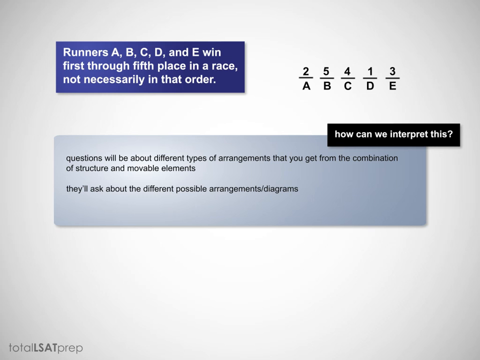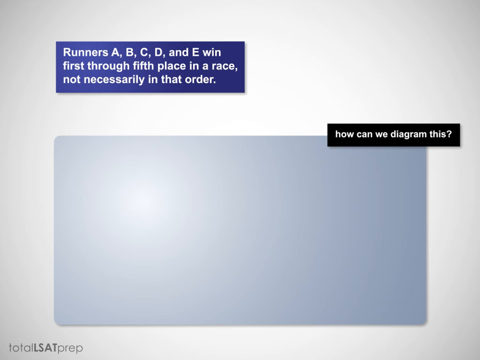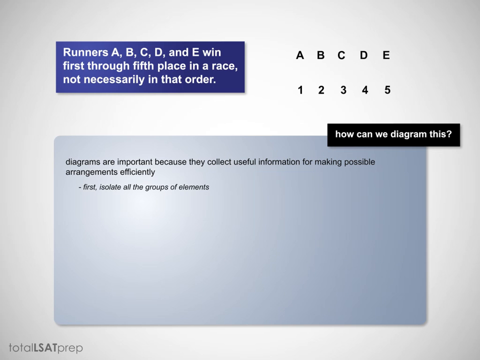So that brings up the question, how can we diagram this? Well, diagrams are important primarily because they collect useful information for making possible arrangements efficiently. So you need to be able to make these diagrams relatively well. First, you need to isolate all the groups of elements. You need to figure out which ones are the movable elements and which ones are the structural elements, or you need to choose which ones you want to be the movable and which ones you want to be the structural elements. Here we have B, D, A, C, and 1, 2, 3, 4, 5.